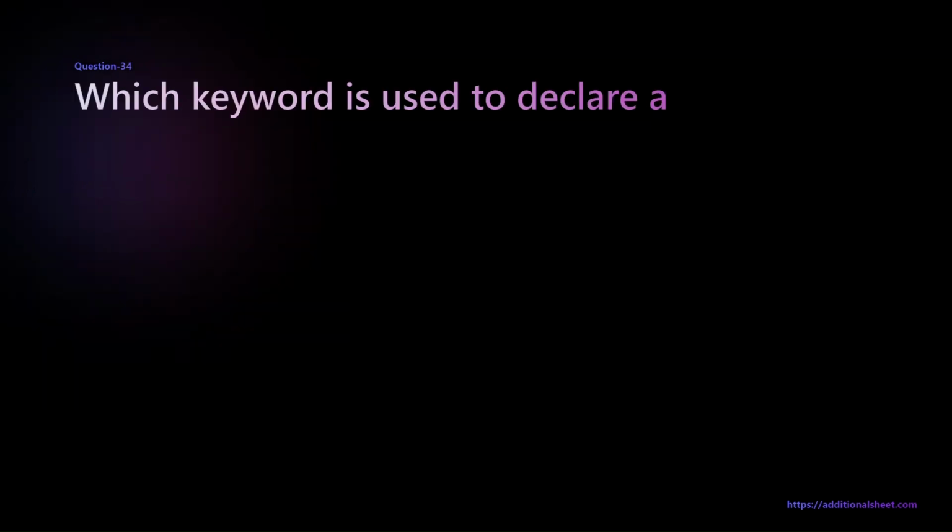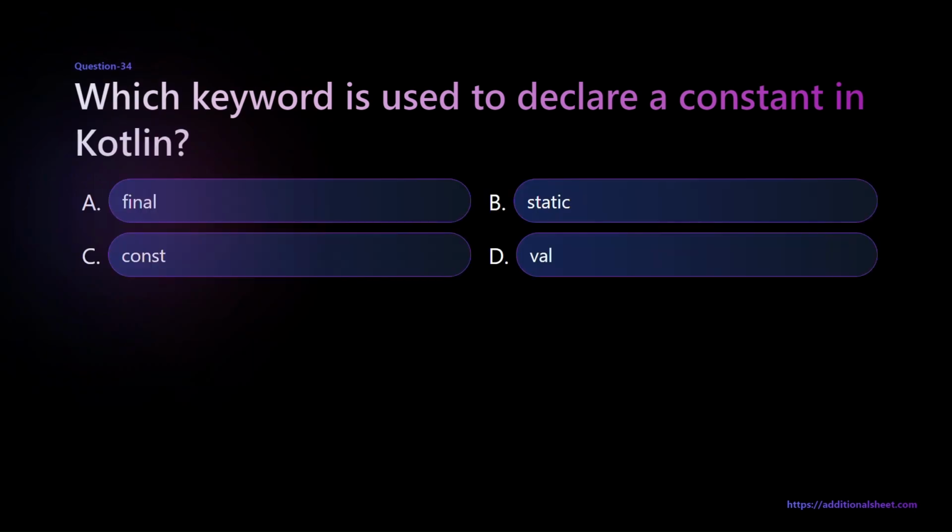Which keyword is used to declare a constant in Kotlin? Option A, final. Option B, static. Option C, const. Option D, val.